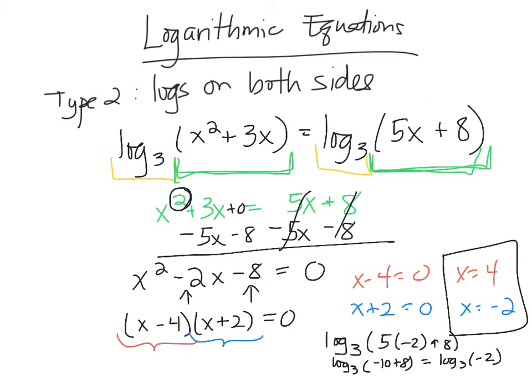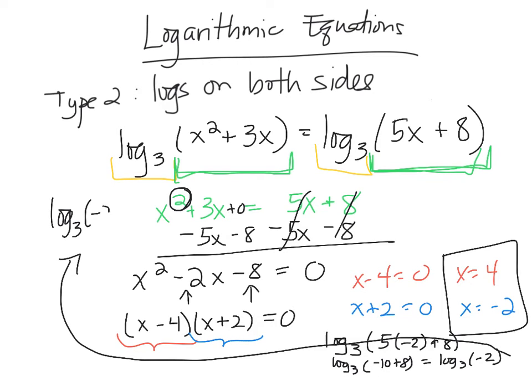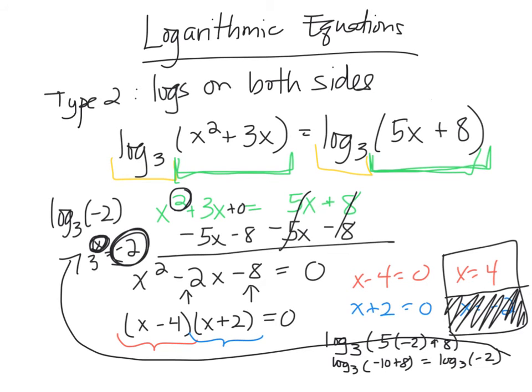Log base 3, so I'm going to come over here because I don't have any space. Log base 3 of negative 2. This is asking 3 to what power will give me negative 2. It doesn't matter what I put here. I could put negative numbers, I could put positive numbers, I could put fractions. I will never get a negative answer. So it turns out that this answer doesn't work. 4 does work, but I'm going to let you check that for yourself.